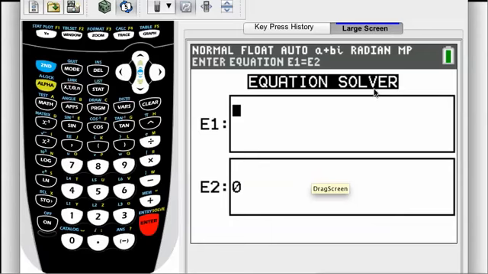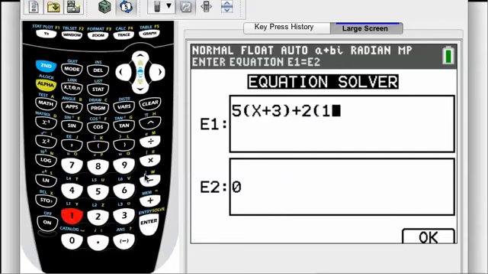Okay, so put in the equation, the left side of it, and it goes like this. 5 parentheses. Now, how do you put in the x? It's the key marked with an X, comma T, comma theta, comma n. It's right next to the alpha key on the keypad. One press of that will put in an x. Yes, I know it's a capital X. That's all they've got for this, so just roll with it. And here I put in the rest of the equation, plus 2 parentheses 1 minus x. Okay, and this is where you stop because then you have that equal sign.